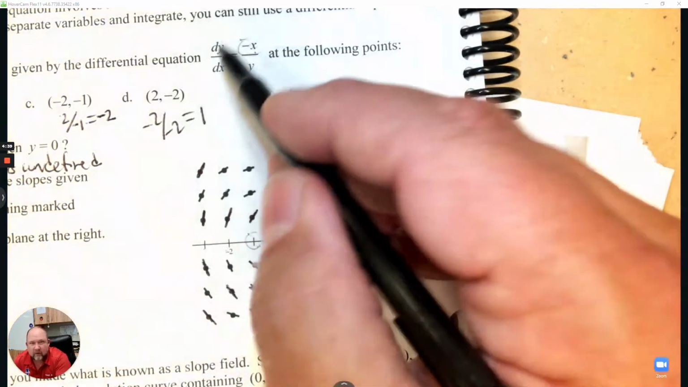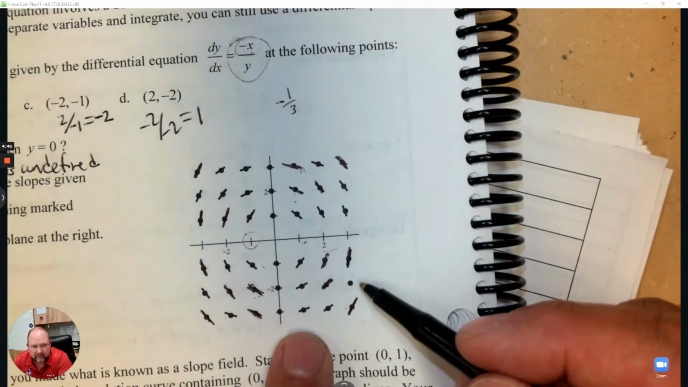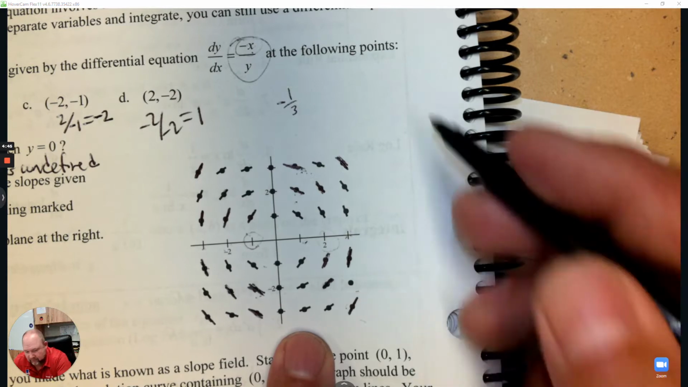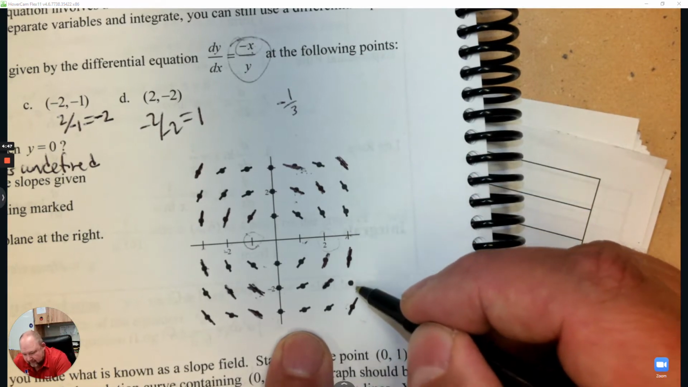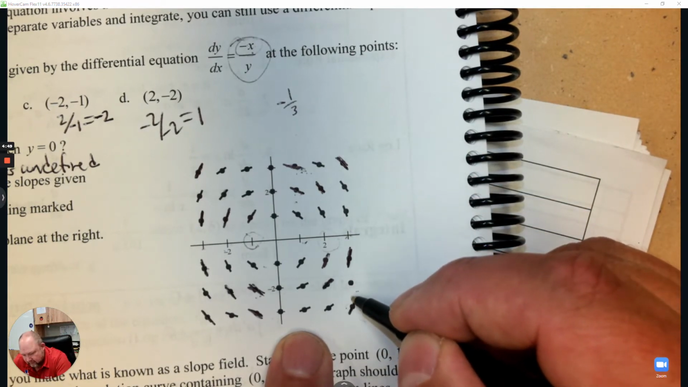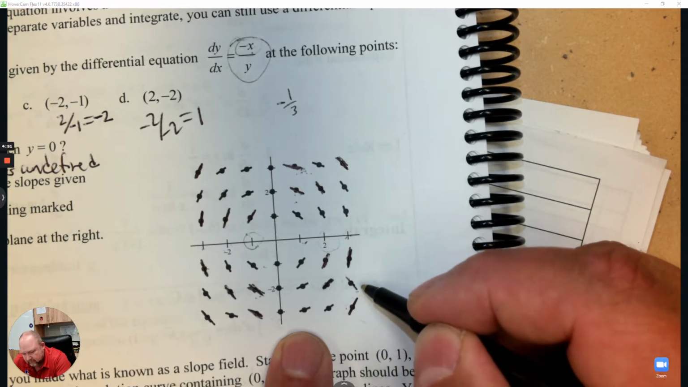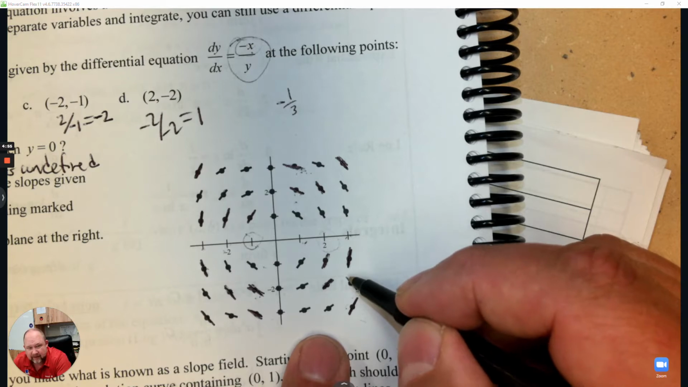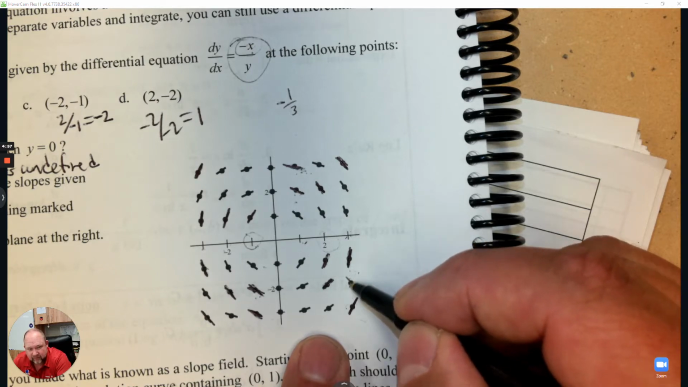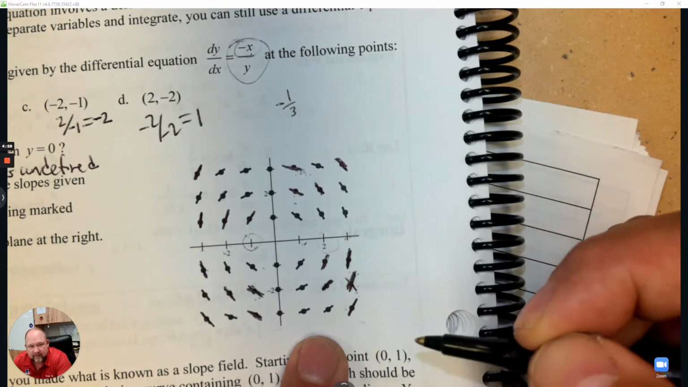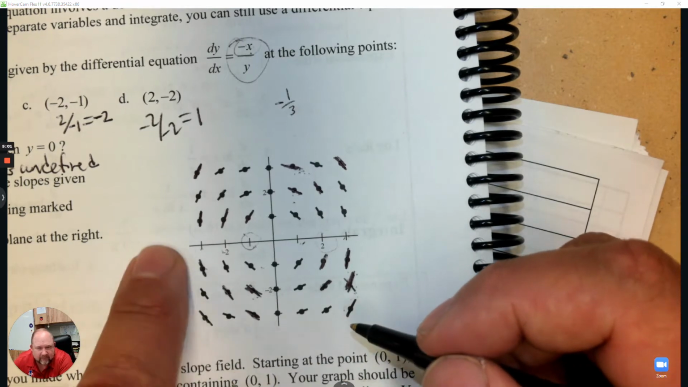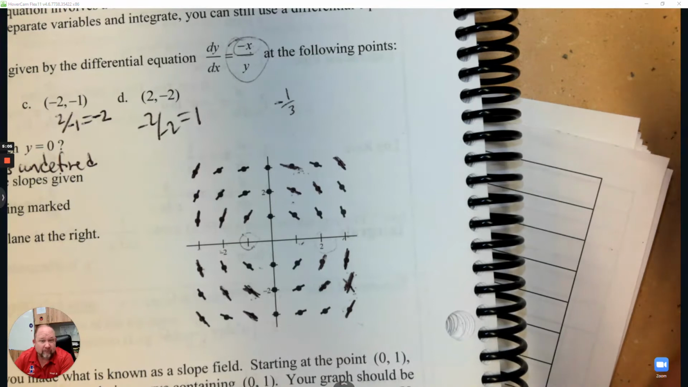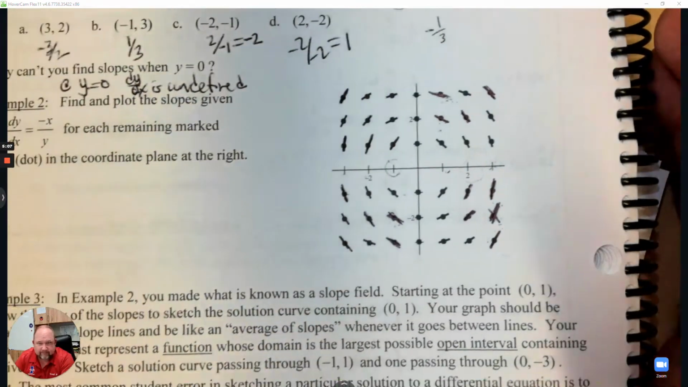So I'm mentally going through this formula with each point. So (3, 2) would be negative 3 over 2. So I count down 3 and to the right 2. Sorry, positive 3 over 2. Sorry. So count up 3 and to the right 2 and draw it. Did I leave anything empty here? All right, so now I've completed the slope field. Takes a little bit of time.